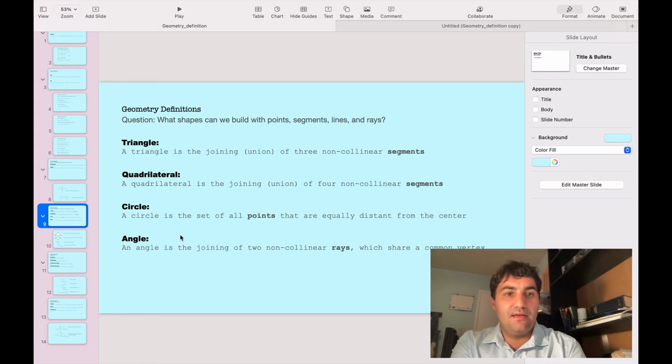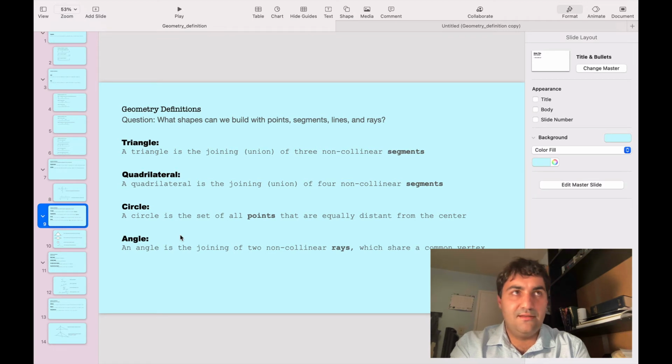Okay, let's go over what types of shapes we can build using points, lines, segments, and rays. The first kind of shape we can create is a triangle. A triangle is made by joining three non-collinear segments. What does non-collinear mean? Basically it means all 3 points are not on the same line. We'll look at that in a minute. Just remember the triangle is made up of three distinct segments.